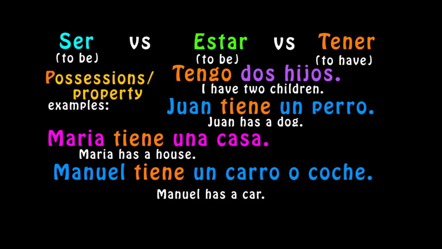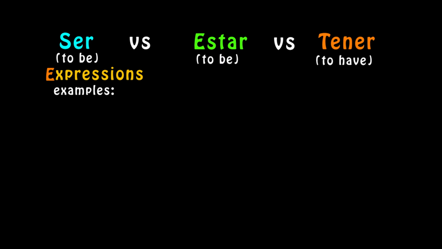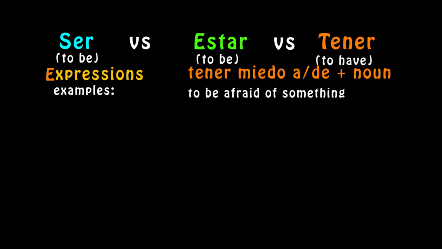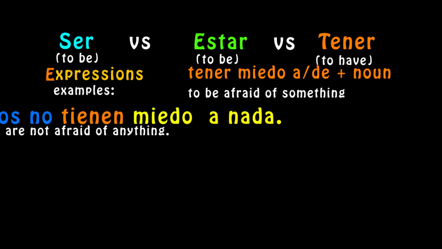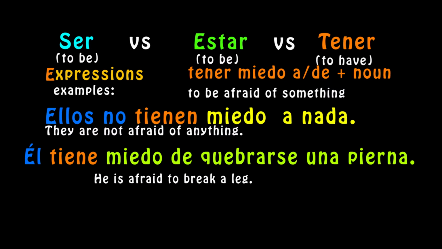Manuel has a car. We also use tener for expressions, such as tener miedo a plus a noun, tener miedo de plus a noun, to mean to be afraid of something. For example, ellos no tienen miedo a nada. They are not afraid of anything. Él tiene miedo de quebrarse una pierna. He is afraid to break a leg.